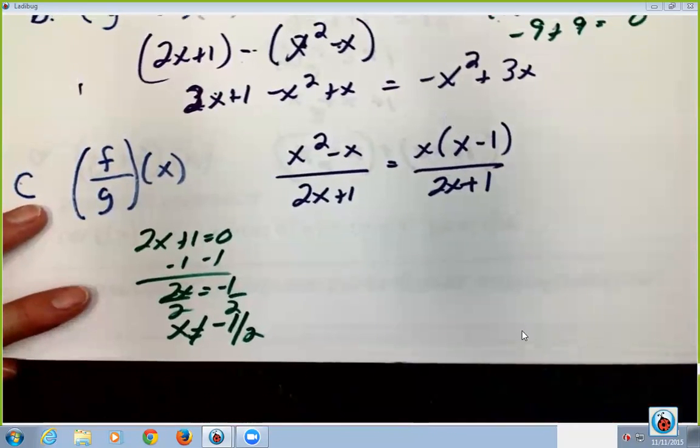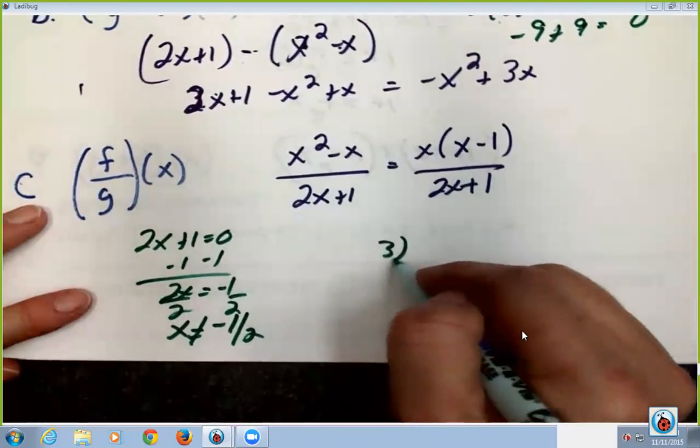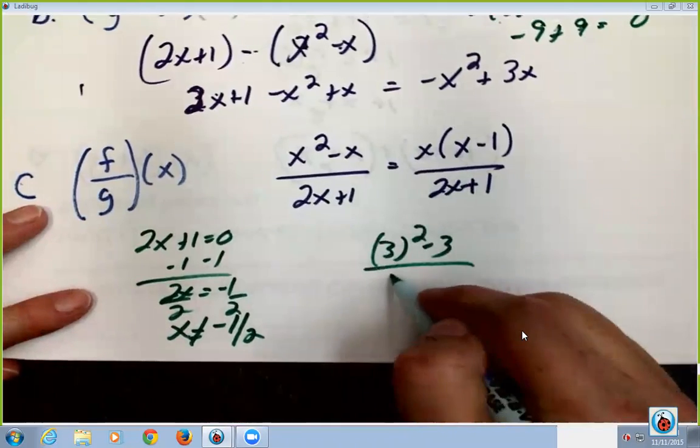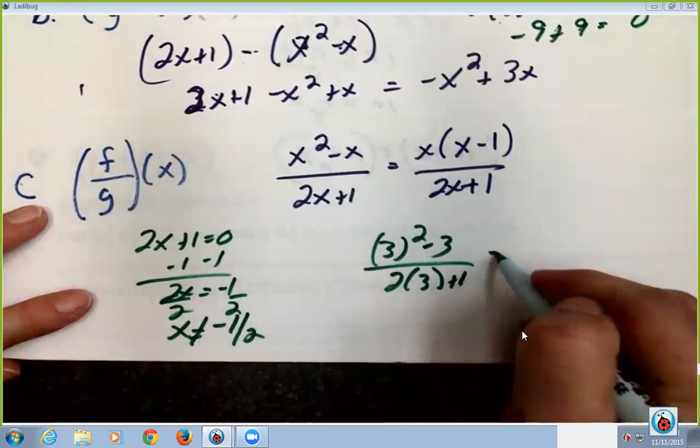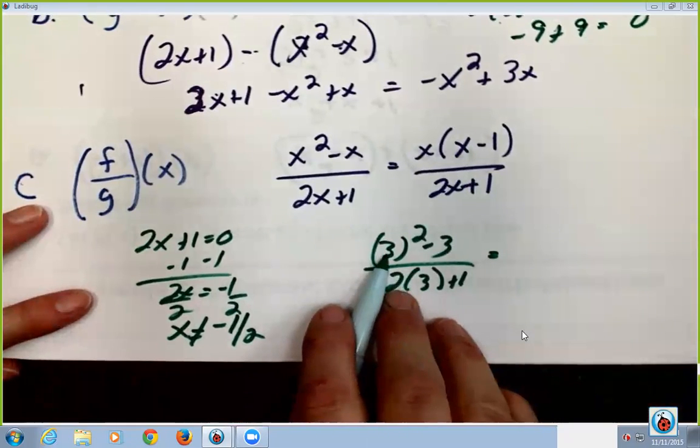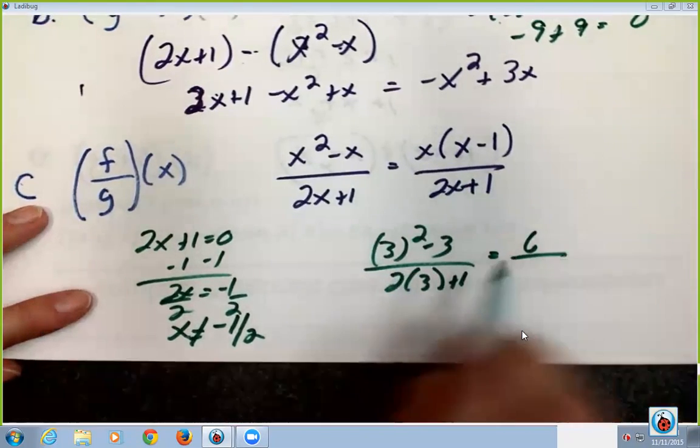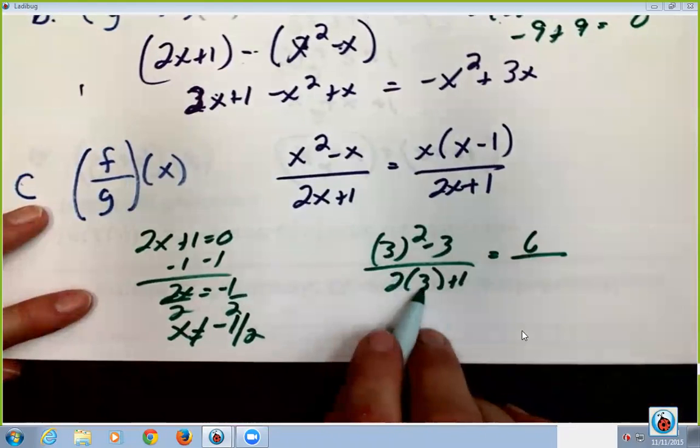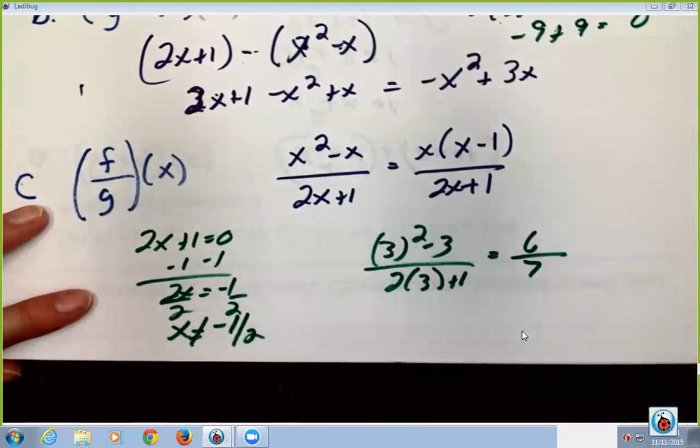But back to putting my 3 in. So 3 squared minus 3 over 2 times 3 plus 1. 3 times 3 is 9 minus 3 is 6. 2 times 3 is 6 plus 1 is 7. So I end up with 6 sevenths.